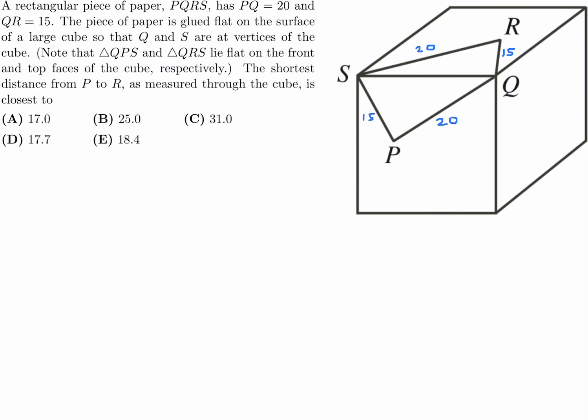Now, what we can very quickly do is figure out the median. So what I mean is that distance right there. We can do that with Pythagoras pretty quickly. So that means that SQ squared is 15 squared plus 20 squared. And that is 225 plus 400, and therefore SQ will be the square root of 625, and that is 25 for SQ.